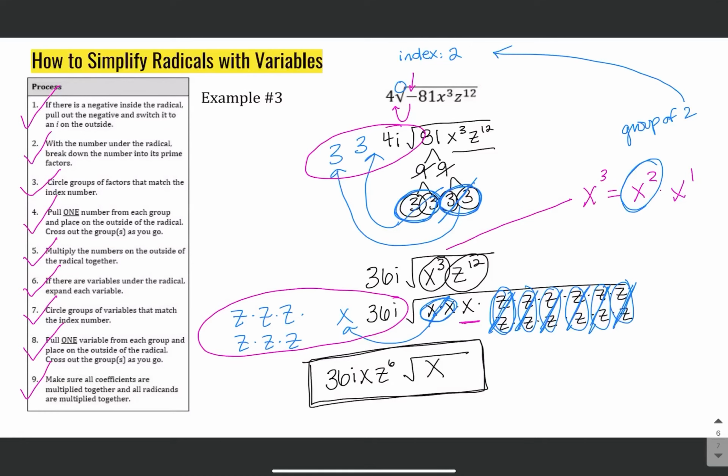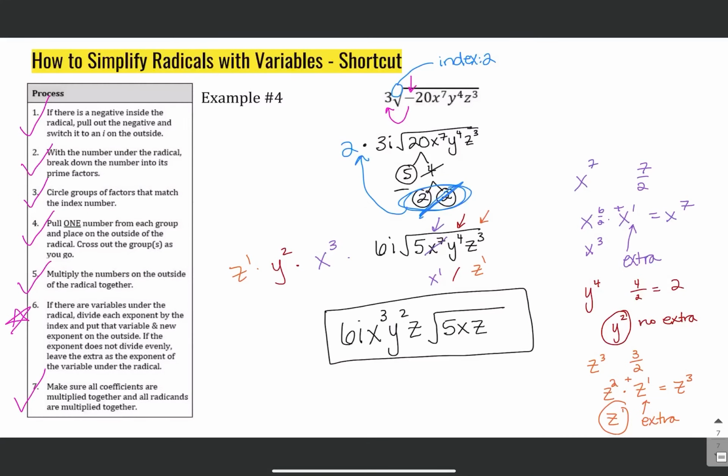So that's why when I divided, x to the first would go on the outside. And this is my extra, and my extra stays on the inside. So just another example of the shortcut. Again, not everyone has to use the shortcut, but I just wanted to show that to you all, because some of y'all might get that and use it. All right, make sure you're practicing and ask your teacher if you have any questions.